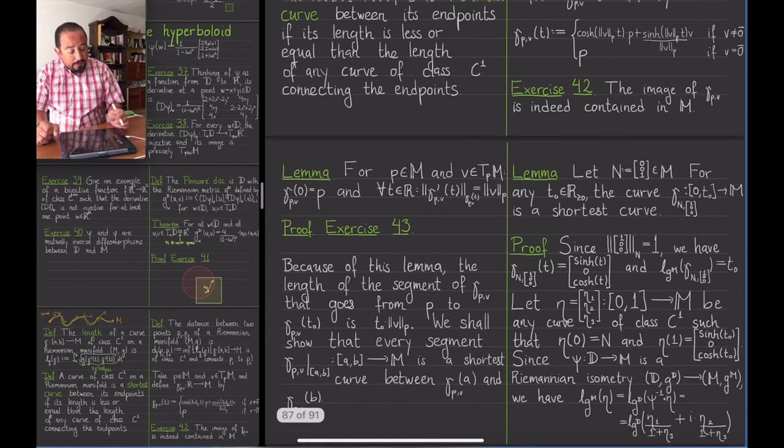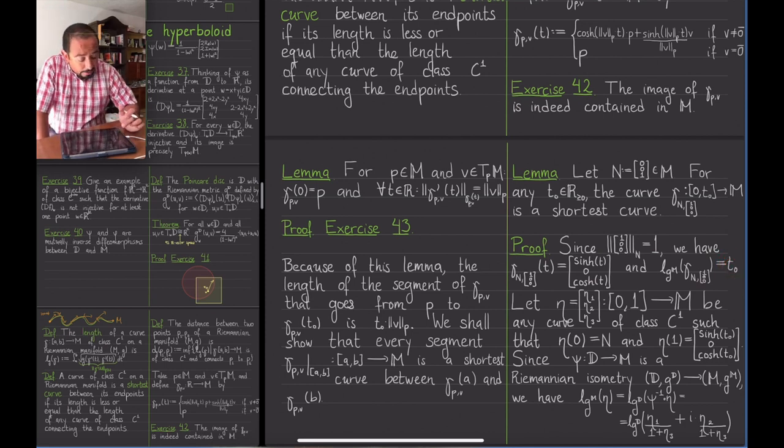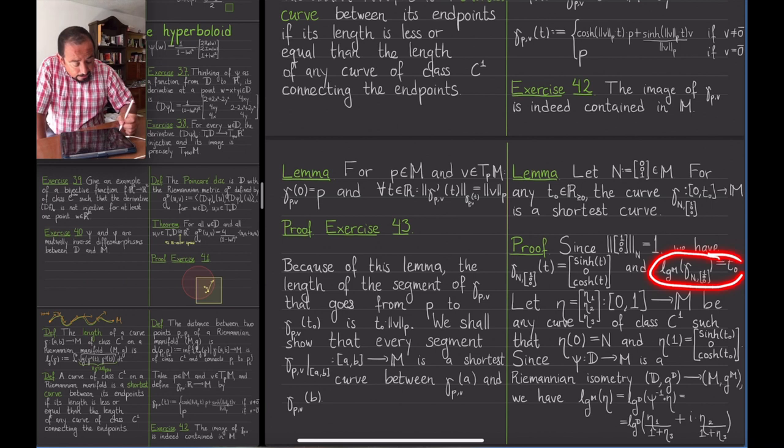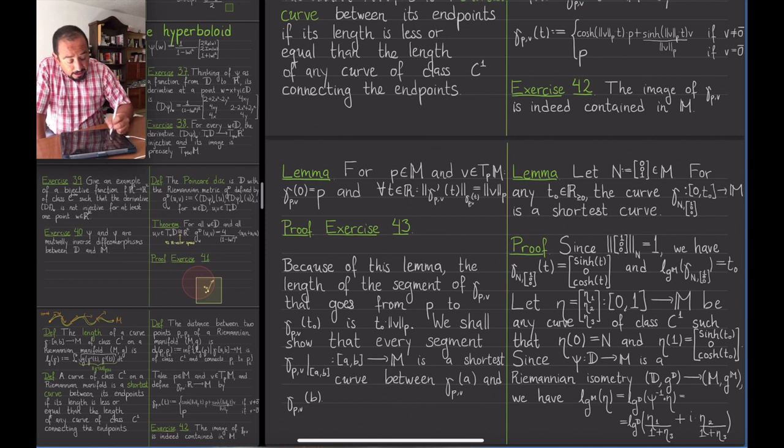Now the first thing is, because of what I said here, the length of this curve is actually t naught. So I can at least measure easily the length of this curve. Now I want to show that it's a shortest curve between n and hyperbolic sine of t naught, 0, hyperbolic cosine of t naught.